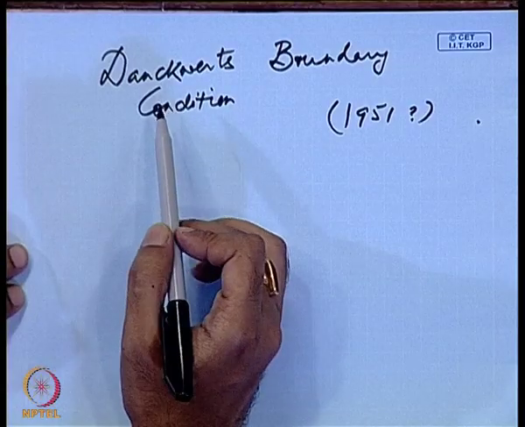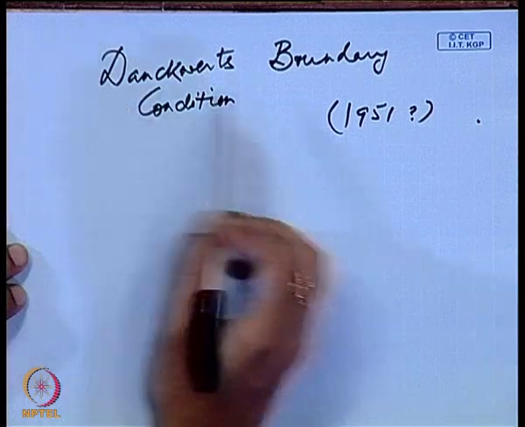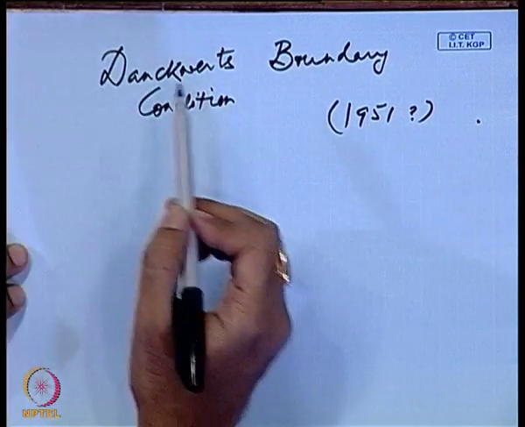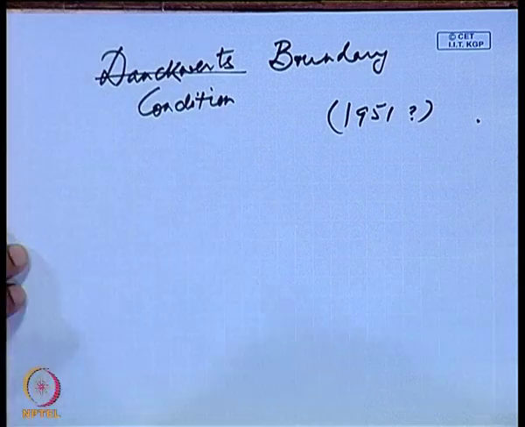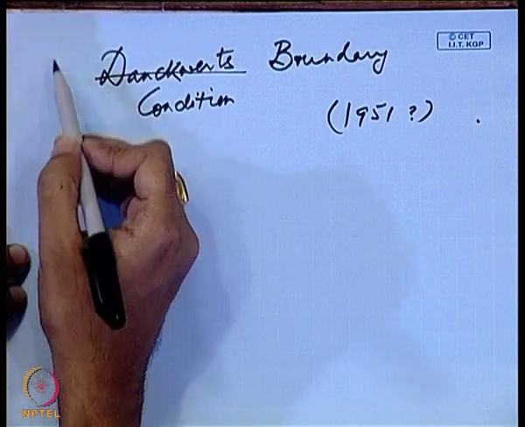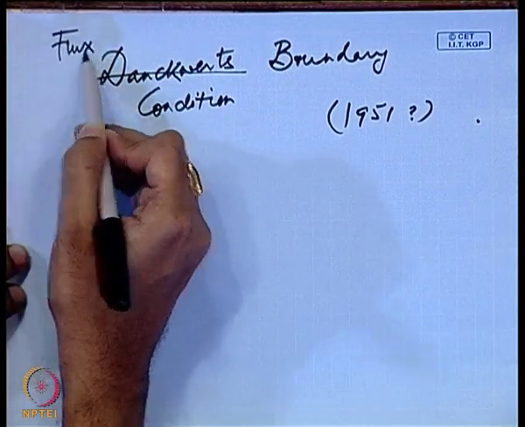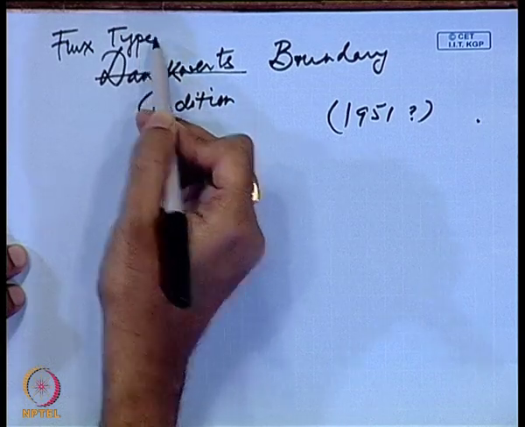Danckwerts used to take a lot of credit for this Danckwerts boundary condition, but it has now been shown that the Danckwerts boundary condition was not founded by Danckwerts, and I can give you the exact years. I'll bring the data in the next class. So we no longer call it the Danckwerts boundary condition, we just call it the flux type boundary condition.